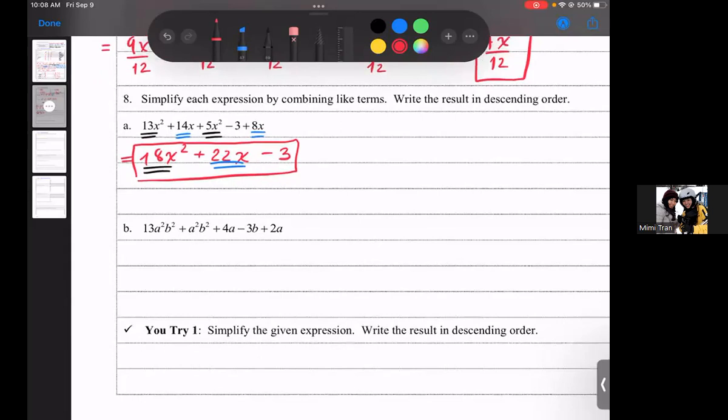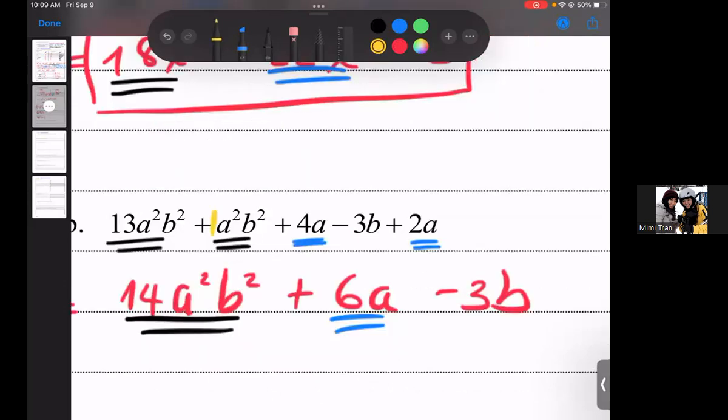Anyone have an answer? This one like terms, right? This one like terms. So let's see, 13 and then 1, so 14. A squared, B squared. 4A, then 2A, so 6A, and then minus 3B. Oh, this one is going to be understood as 1. There's an invisible 1 there. Usually we don't write it. It's also a 1 there.